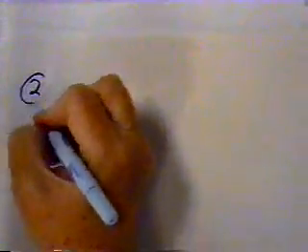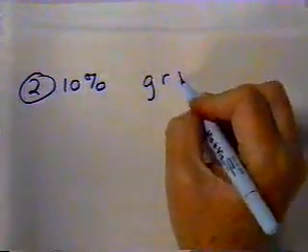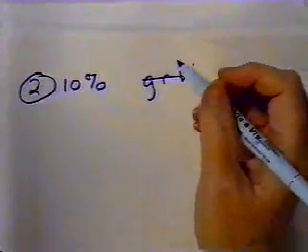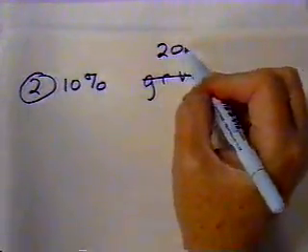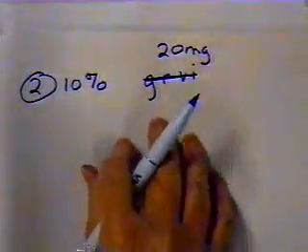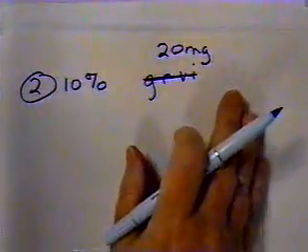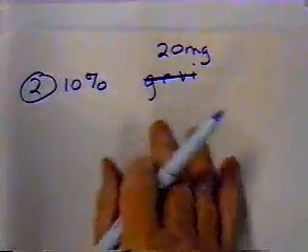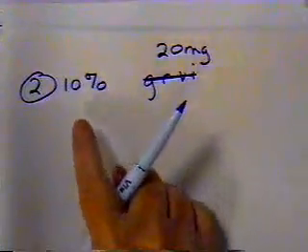Number 2 says potassium chloride 10%. I'm going to change the problem a little bit. The problem says grain 6. I'm just going to mark that out and pretend the problem said 20 milligrams. Again, we're trying to get away from working with the grains whenever possible. We're going to work problems with milligrams. So this would be more like you would see on a test.